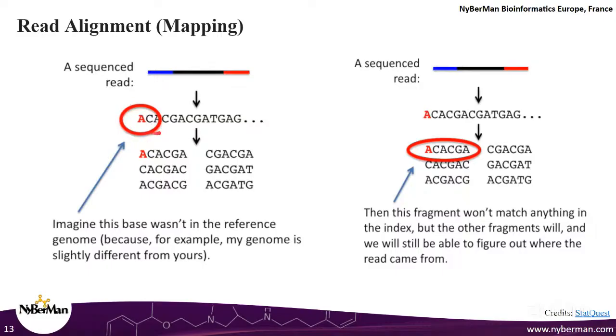Now think about it. If you had taken this whole read at its face value and you see that there is a mismatch, this A is not there in the reference genome, you would discard this read as something which is an artifact or not actually part of your organism's genome, right? You would end up doing that. But since you have broken it down into these fragments, now you can try to match these small fragments one by one to the reference genome.